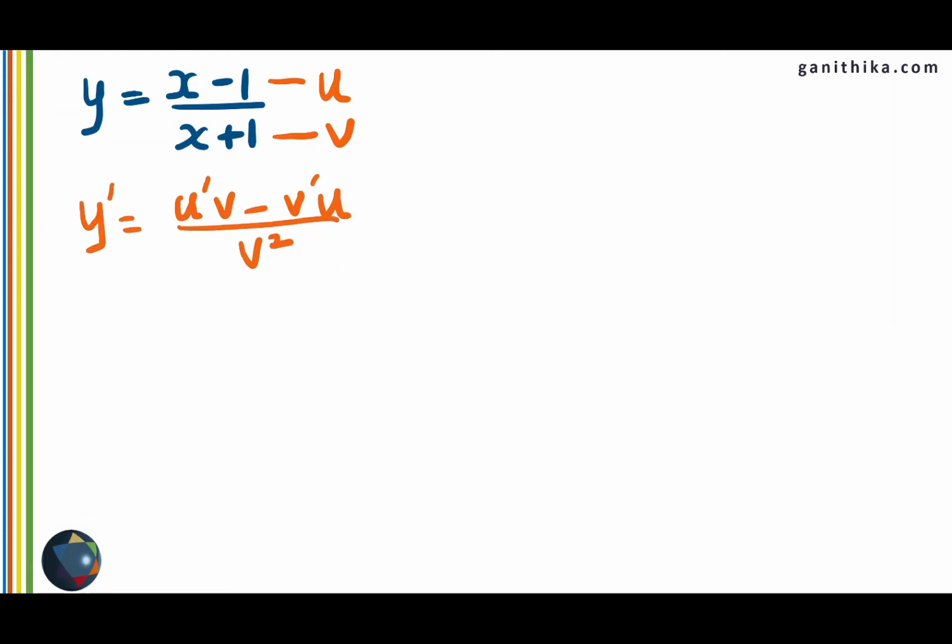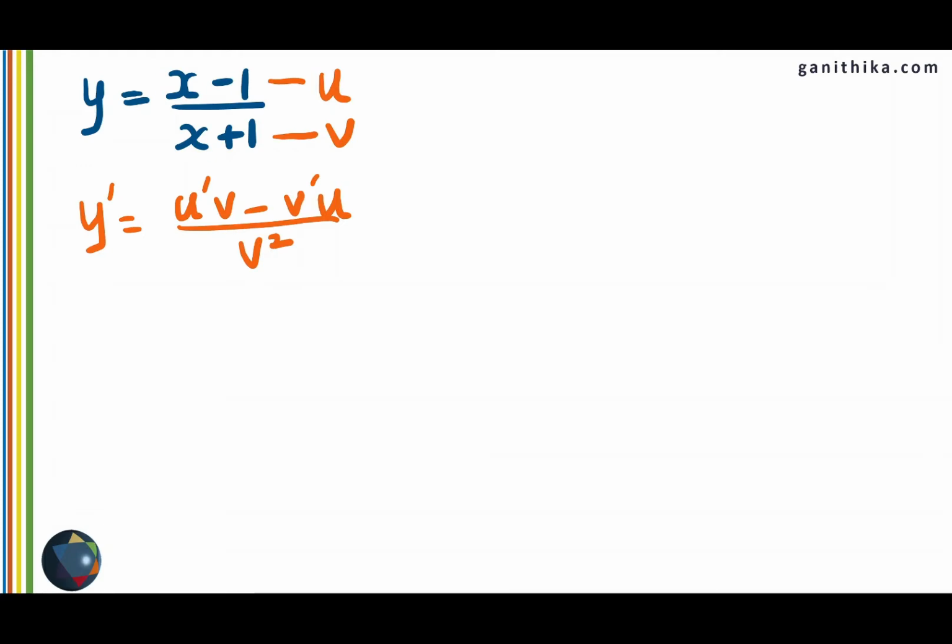Let's see some examples. So we have y is equal to x minus 1 over x plus 1, which is obviously in quotient form. x minus 1 on the top is u and x plus 1 on the bottom is v. Therefore, this is of the form u over v, and we can use the quotient rule, which states like this.